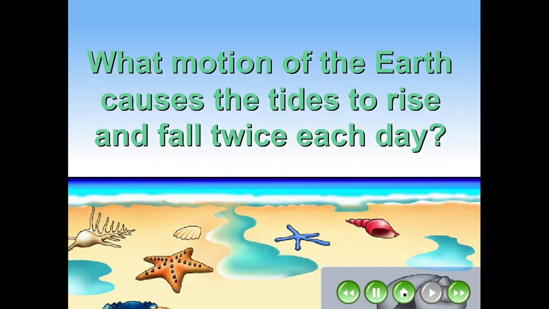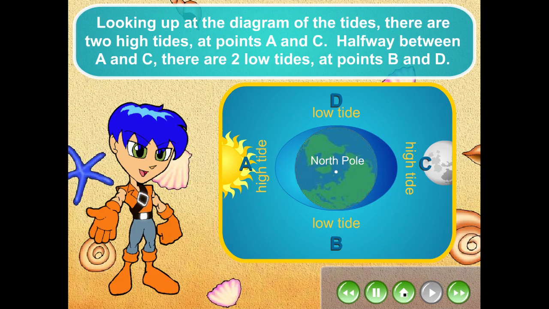What motion of the Earth causes the tides to rise and fall twice each day? Looking at the diagram of the tides, there are 2 high tides at points A and C. Halfway between A and C, there are 2 low tides at points B and D.